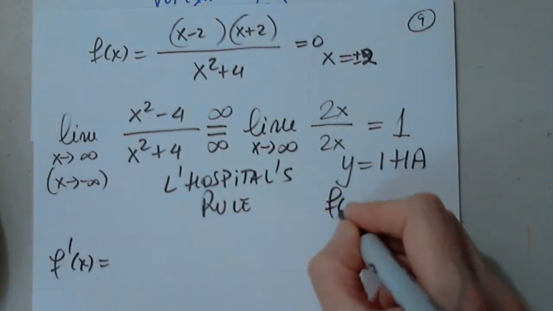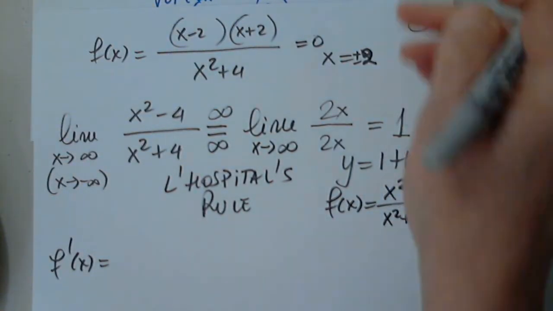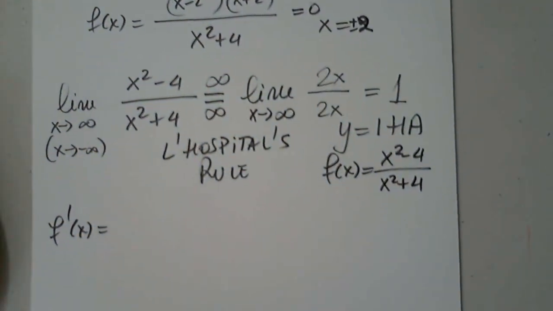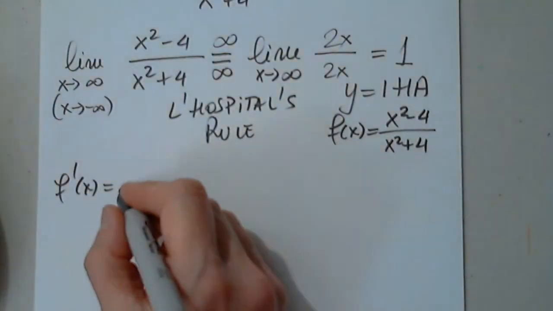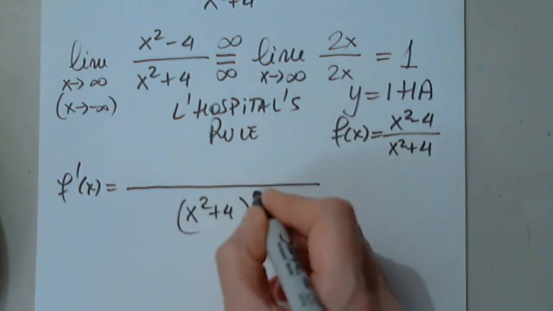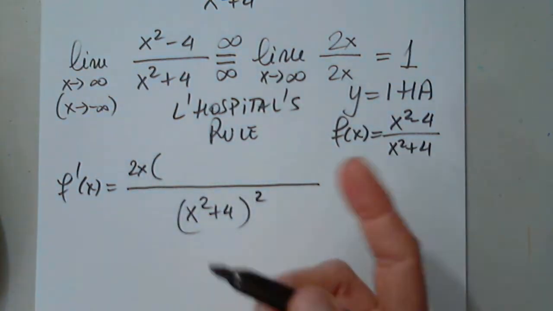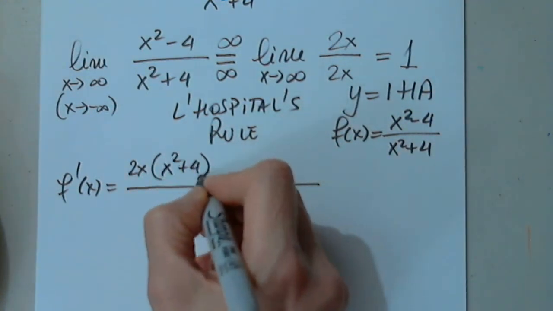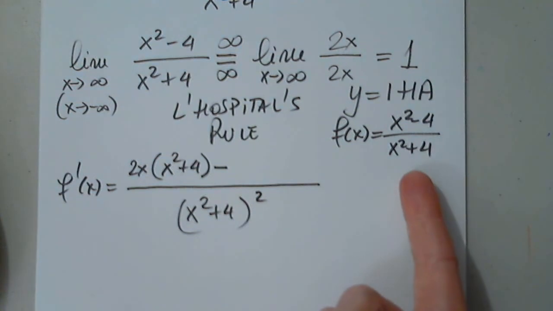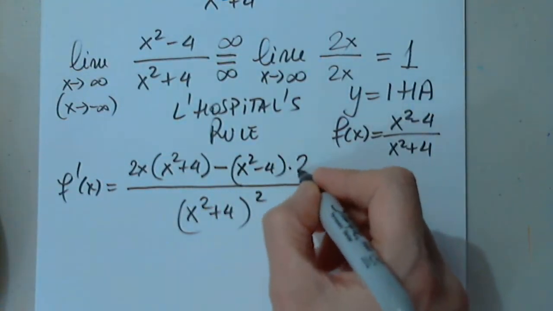So let me copy the function right here over x squared plus 4. So I can move this away for a moment. So, top prime times the denominator minus top times the denominator prime. Don't forget parentheses here, times 2x.